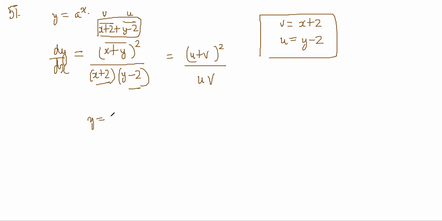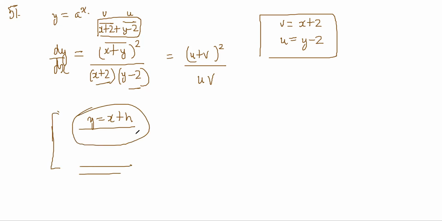This is y is equal to x plus h and y. This is a standard trick in differential equations, shifting the origin. We have already discussed this in class. Don't say that we have not told you this before. Instead of x and y, you are doing x plus h and y plus k.